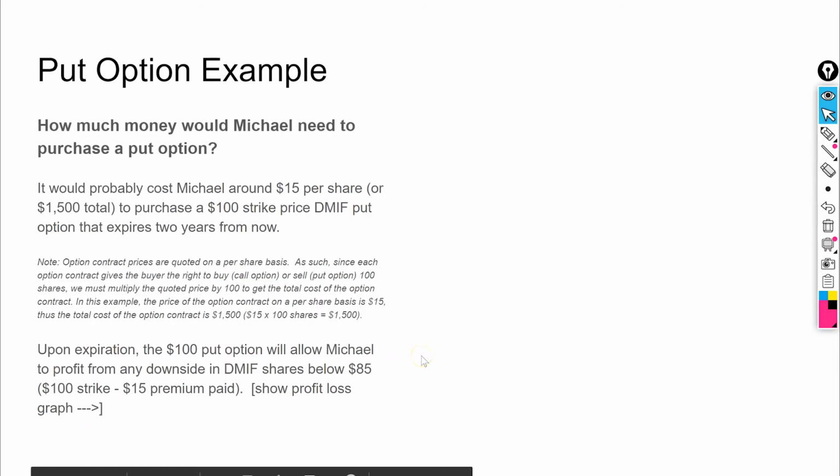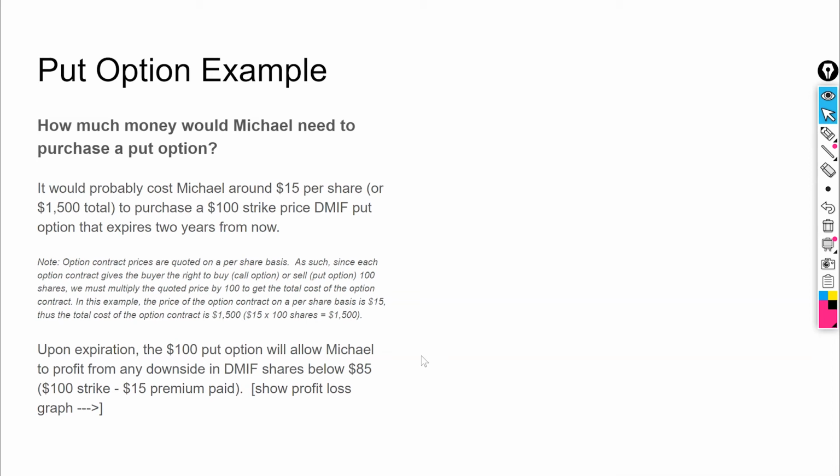So how much money would Michael need to purchase the $100 strike price put option? Well, let's say hypothetically speaking, it costs $15 per share for that put option multiplied by 100 shares. So let's say $1,500 total. That's how much premium Michael would need to pay to buy that $100 strike price put option. Now, upon expiration, that $100 put option will allow Michael to profit from any downside in Dunder Mifflin shares below $85 a share.